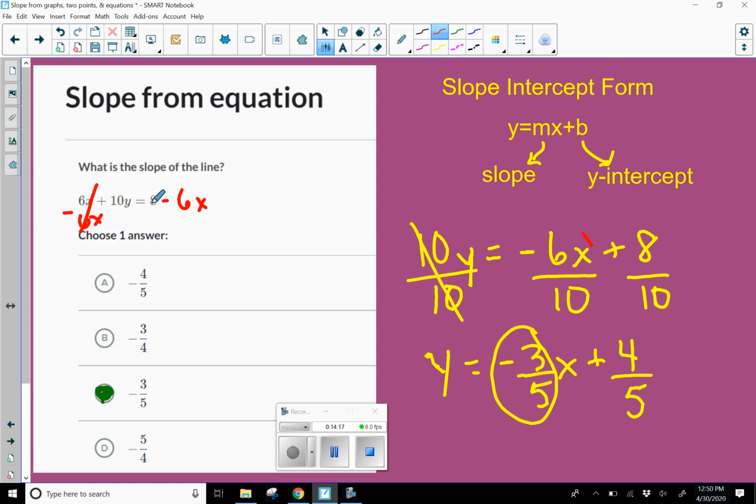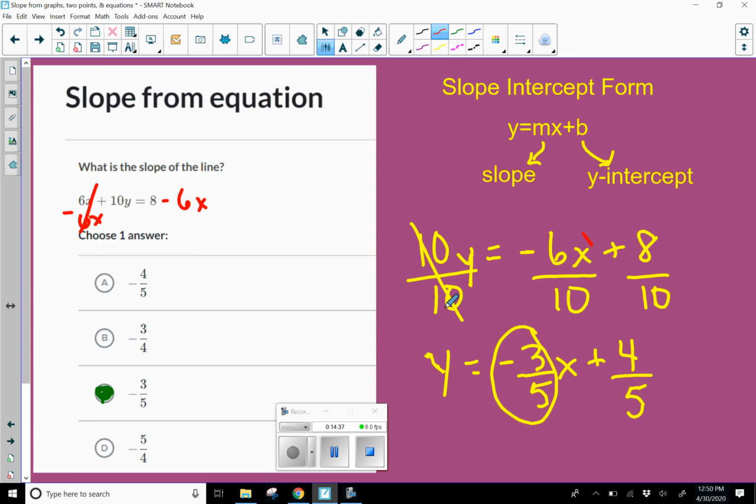And then since 8 is positive, that would be negative 6x plus 8. So that leaves me with 10y equals negative 6x plus 8. Now you shouldn't have anything in front of your y. Notice there's no coefficient up here. So we want to get y by itself. So in order to do that, I need to divide through by 10.